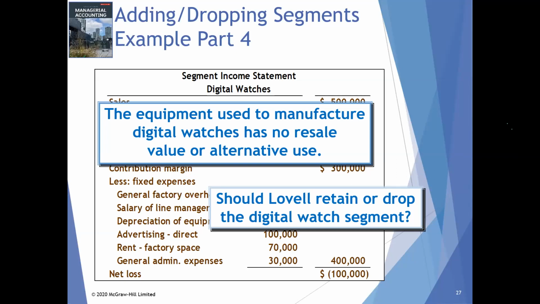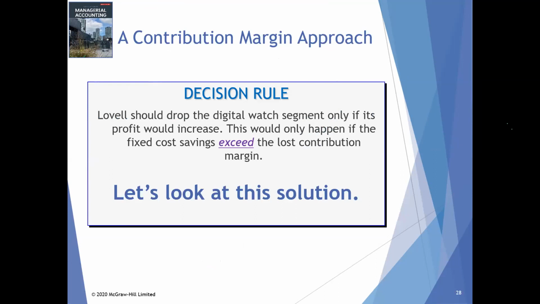Now, all the decisions will depend upon the manager, how the manager will take into consideration all the figures. Now, for your hint, there is one decision rule. What is that? The decision rule is Lowell should drop the digital watch segment only if its profit would increase. This would only happen if the fixed cost savings is more than the lost contribution margin.